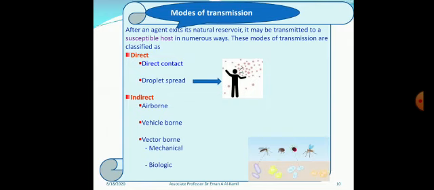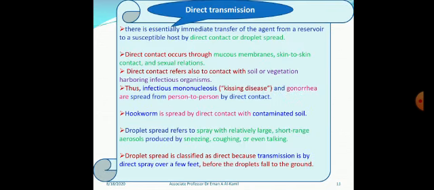The direct contact includes direct contact or droplet spread. The indirect contact includes airborne infection, vehicle-borne infection, and vector-borne infection, which is also divided into two types, mechanical or biological, and we are going to discuss this.